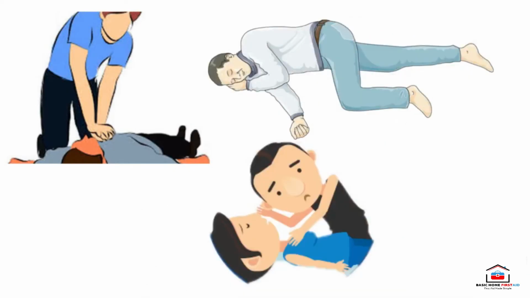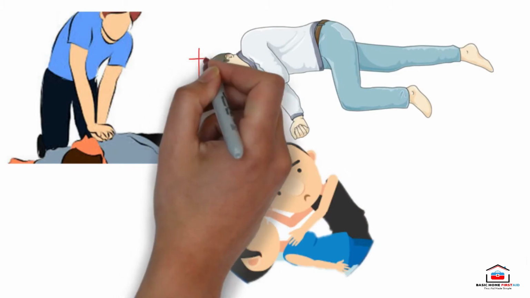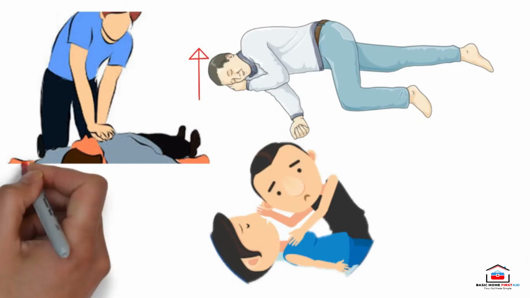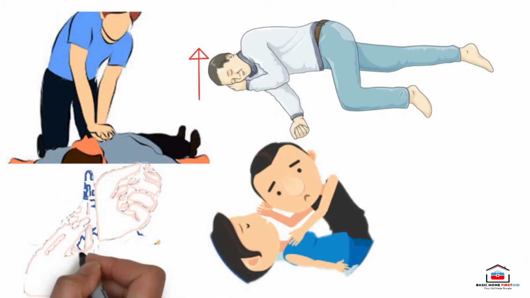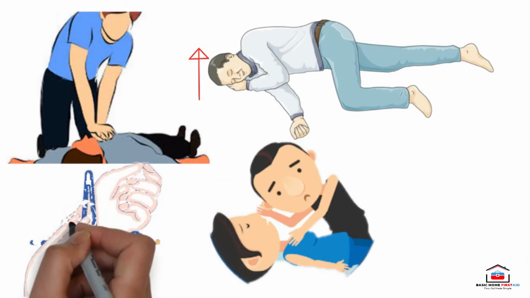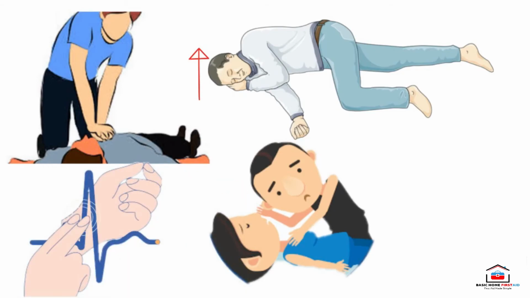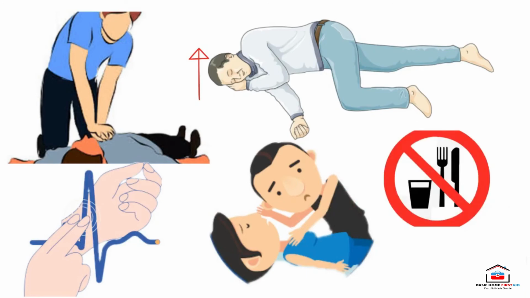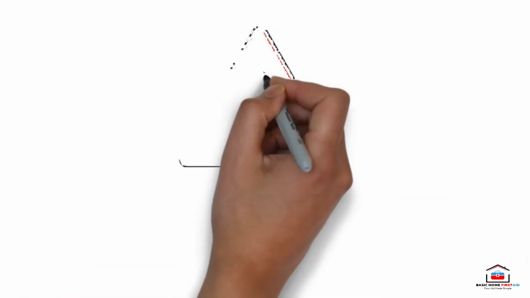If the casualty is conscious, you can help him lie down on one side with their head slightly raised and supported in case they vomit. Regularly monitor and record vital signs, which include level of consciousness, breathing, pulse, while waiting for help to arrive. Do not give the casualty anything to eat or drink because it may be difficult for him to swallow.